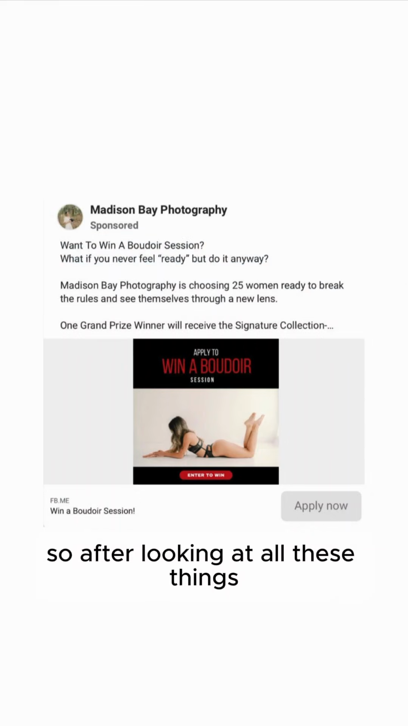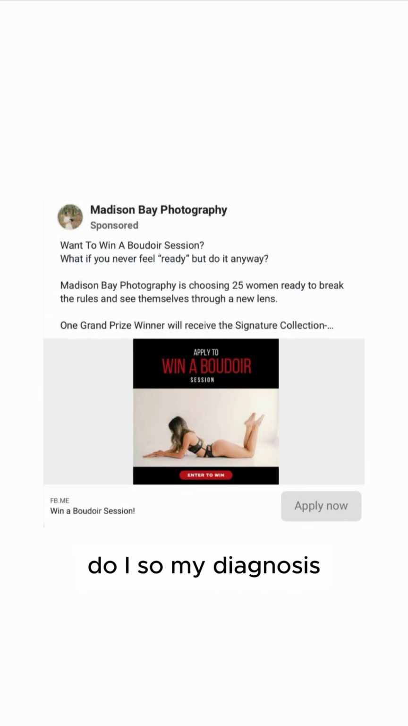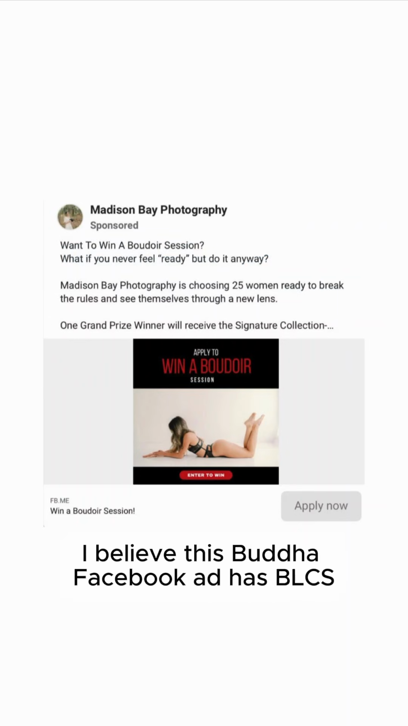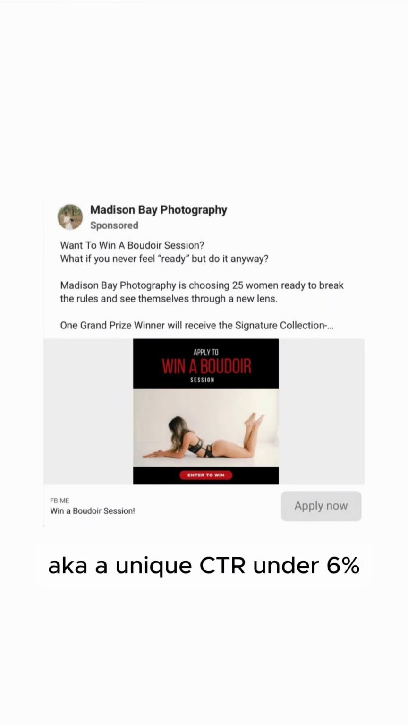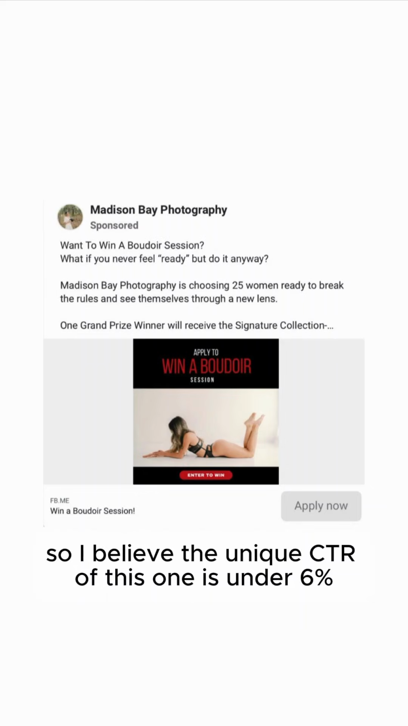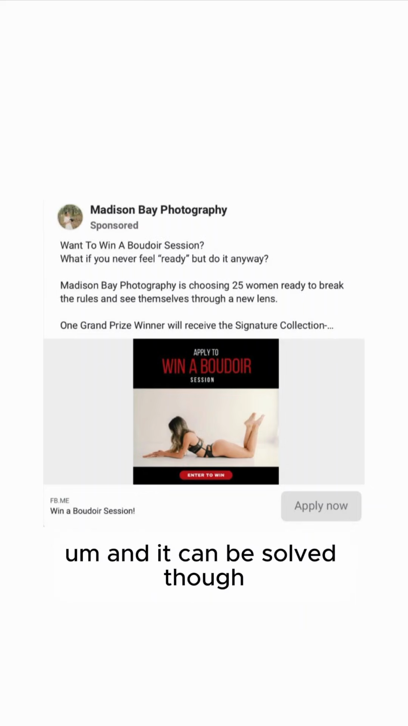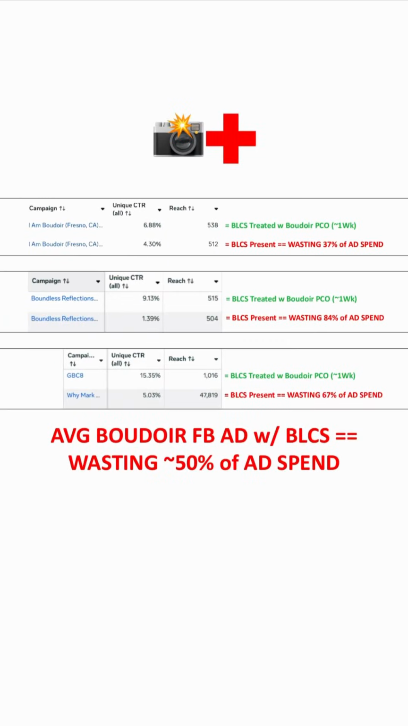So after looking at all these things, my diagnosis: I believe this Boudoir Facebook ad has BLCS, aka Boudoir low click syndrome, aka a unique CTR all under 6%. Yes, I do. So I believe the unique CTR all of this one is under 6%. And it can be solved though.